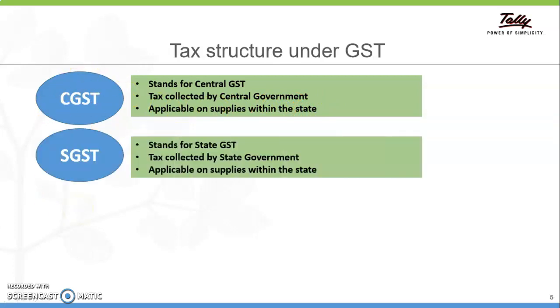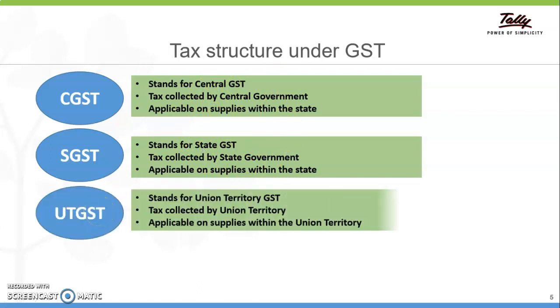SGST stands for State GST, the tax collected by the state government, applicable on supplies within the state. Here also within the state, and here also within the state, but CGST means the tax collected by the central government, and SGST means the tax collected by the state government.